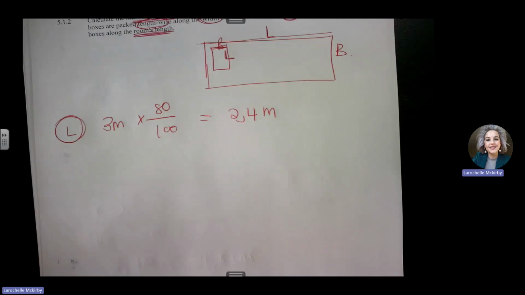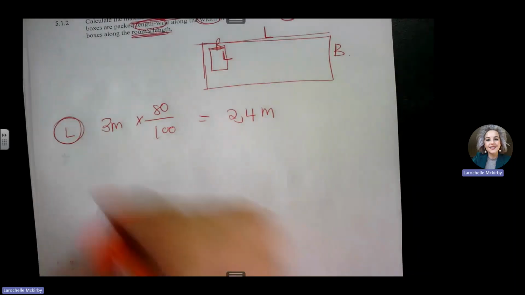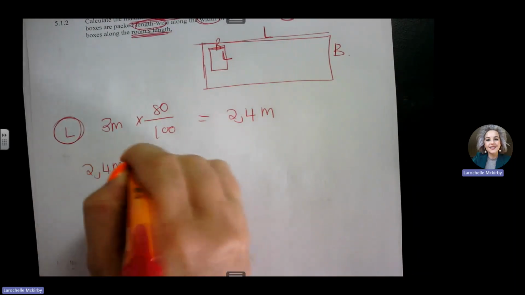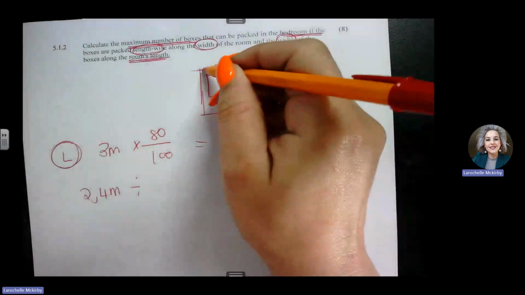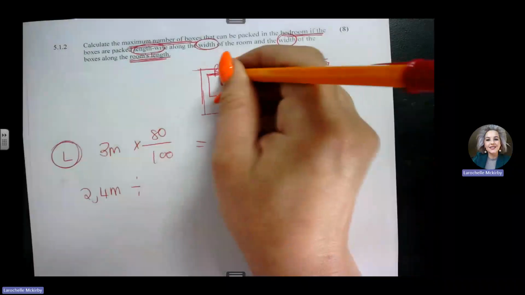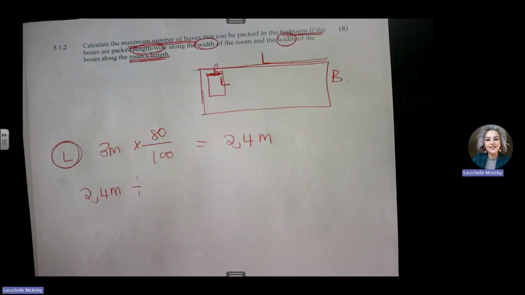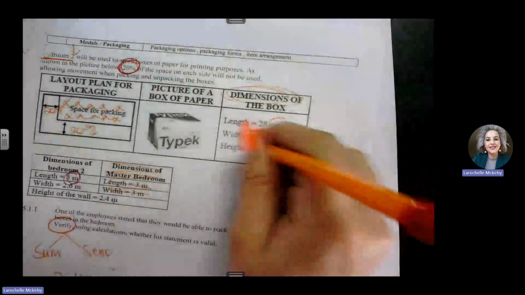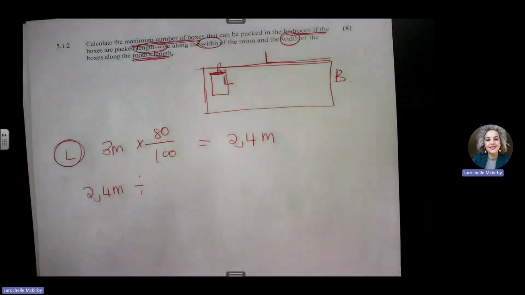Okay, so now let's do the length. So we say the room is 2,4 meters divided by, so I'm using the length of the room, so I must now refer to the width of the box, and the width of the box is 23 centimeters.